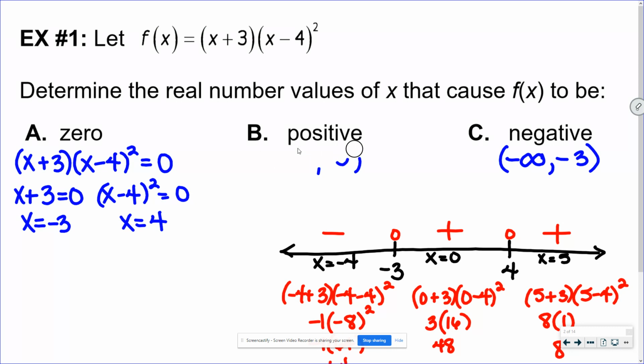You know what? My positive answer is not right. That was kind of silly. I can't say it's positive at 4 because it's 0 at 4. So I need to say -3 to 4 and then 4 to infinity. My mistake.